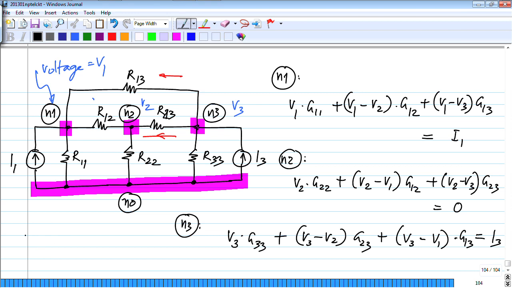Okay, so basically I have written KCL at the three nodes, and I have followed the convention that I earlier described. All the independent sources on the right hand side and the variables on the left hand side, and all the variables are basically the node voltages with respect to the reference node.